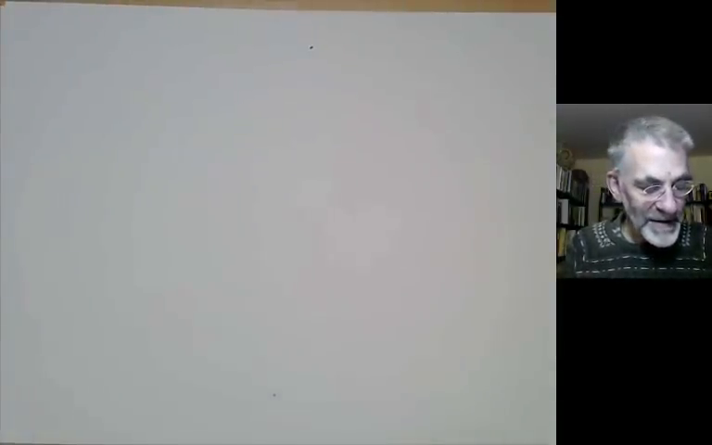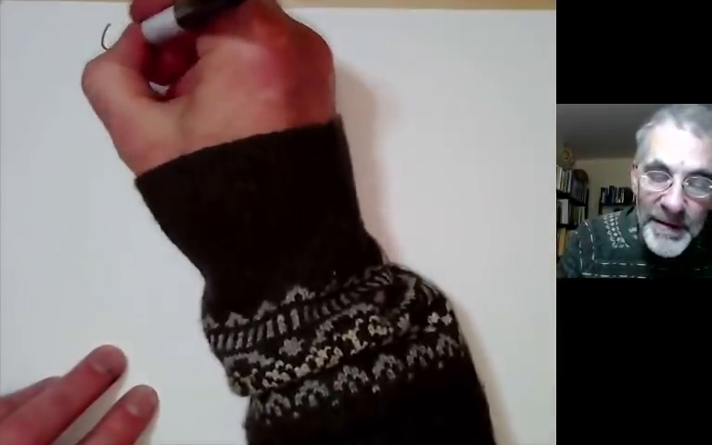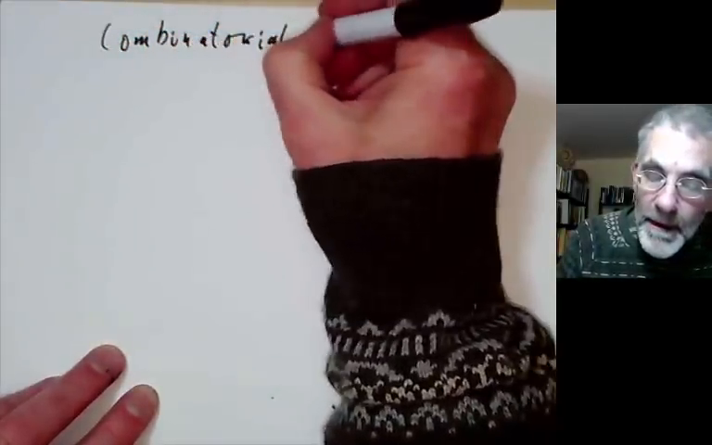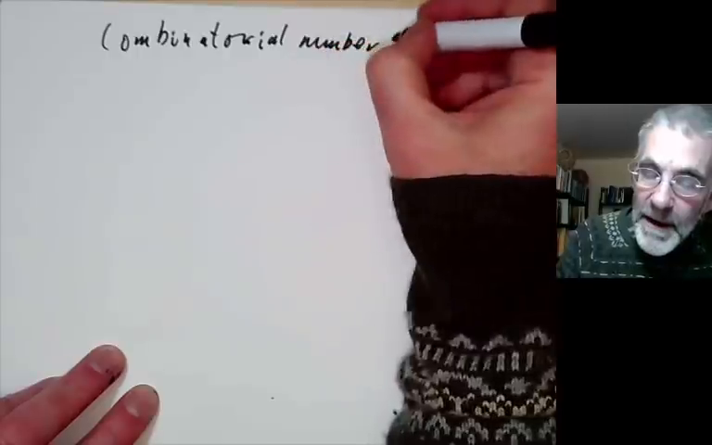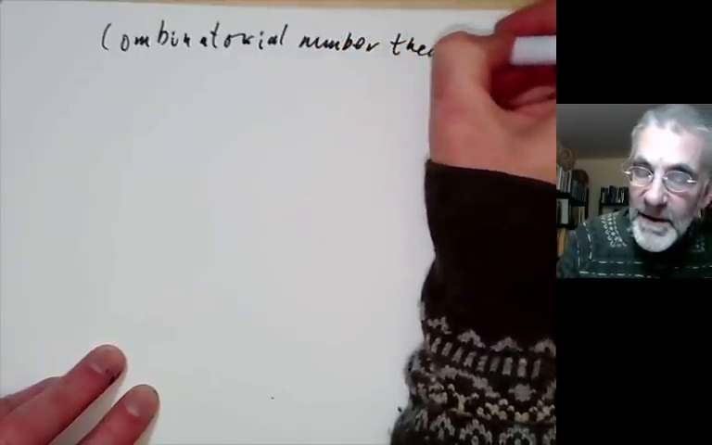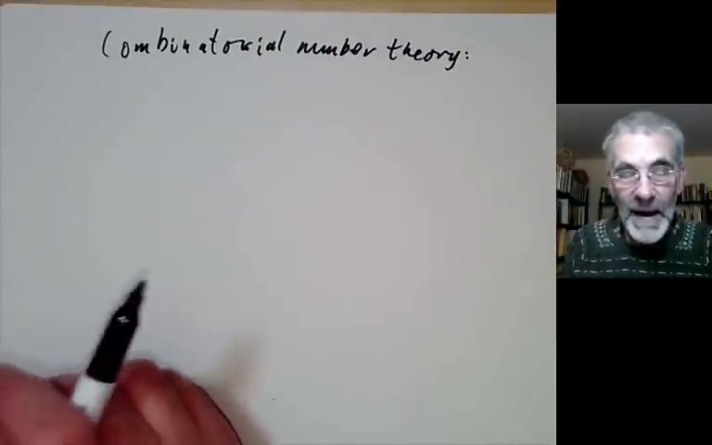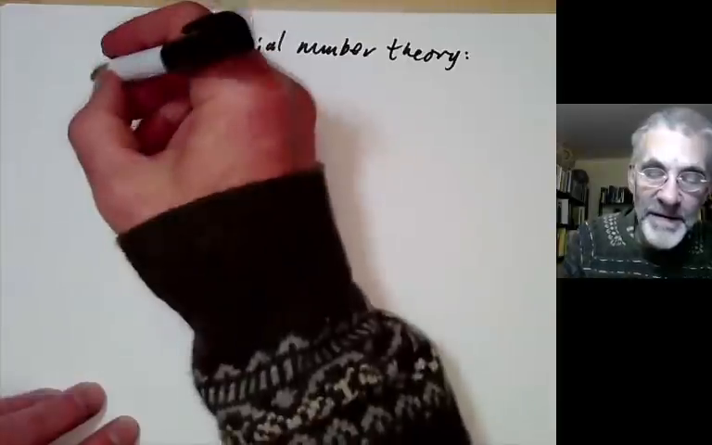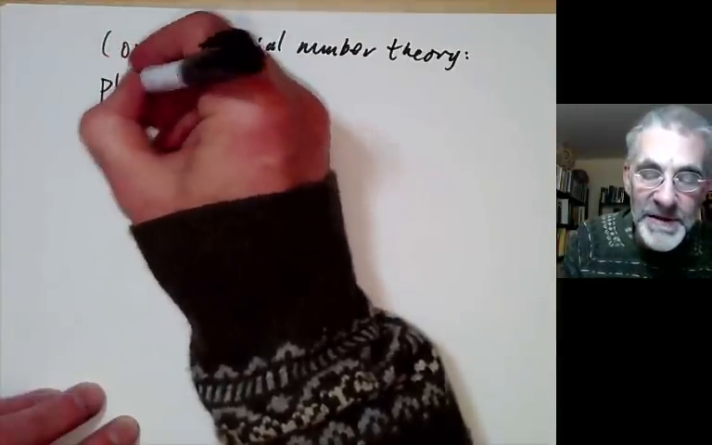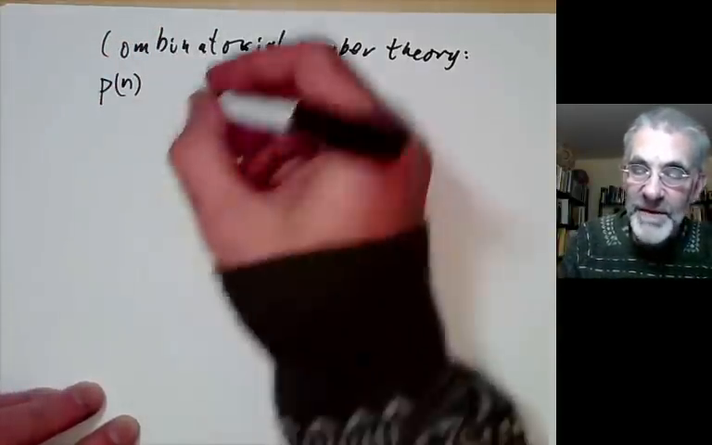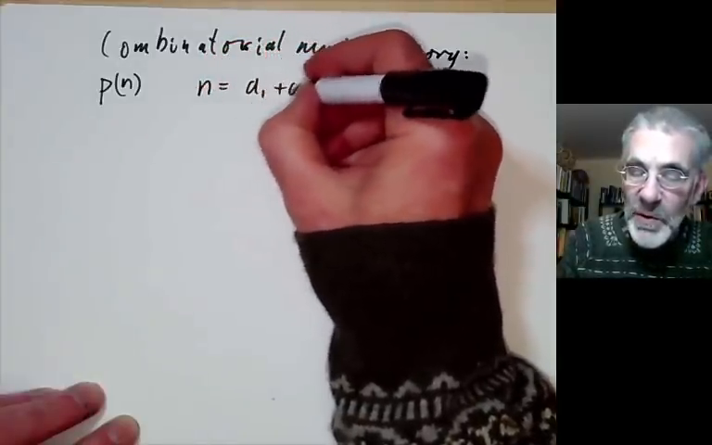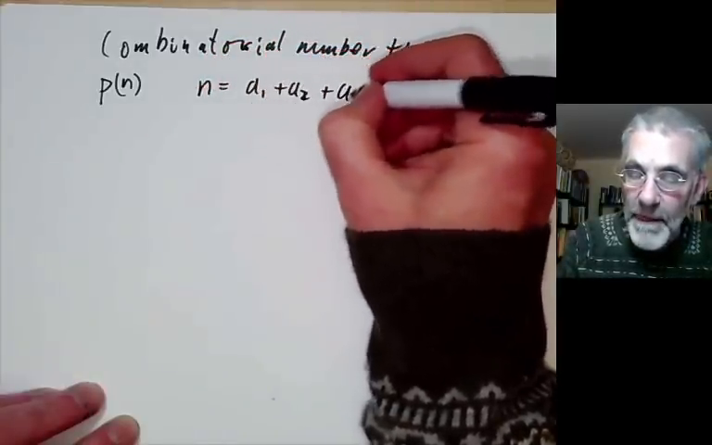So finally, I'll just mention combinatorial number theory. Combinatorics is about counting things, and there are lots of things you can count that have a very strongly number theoretic flavour. For instance, we can count the number of partitions of n. A partition of n is a way of writing n as a sum of smaller positive integers.